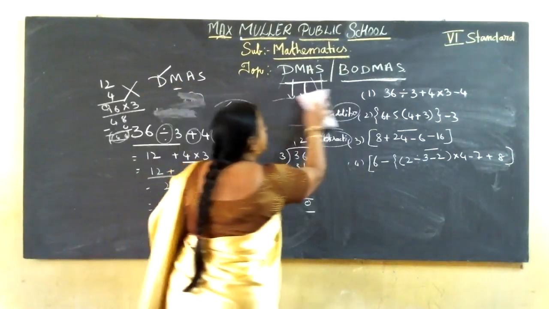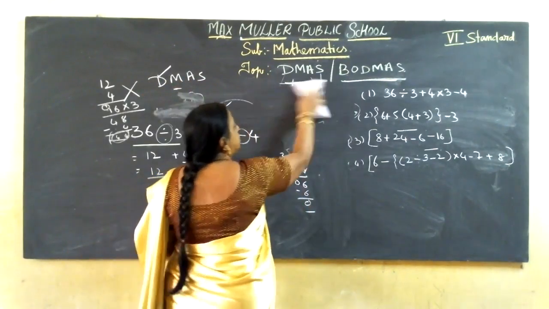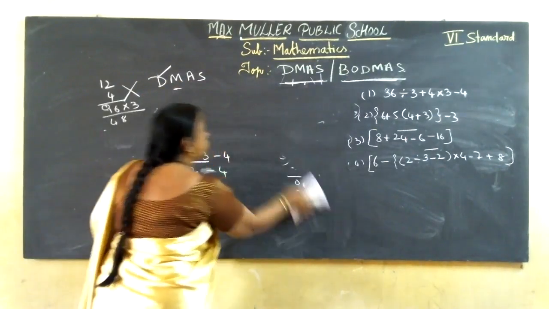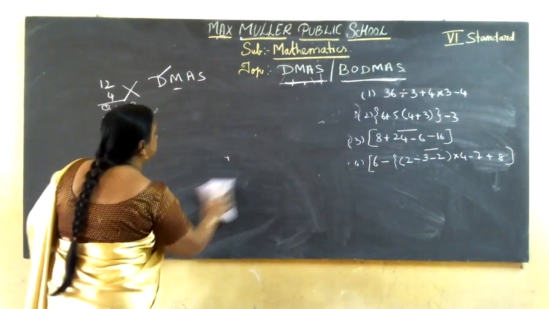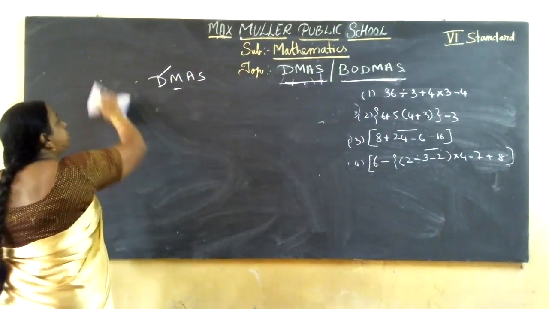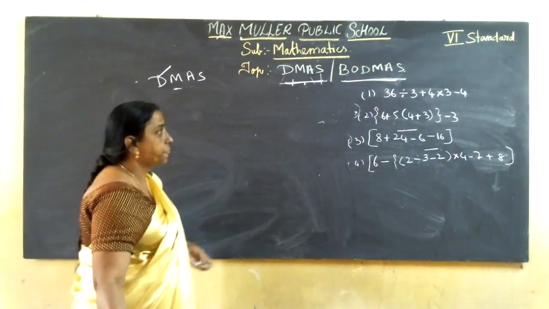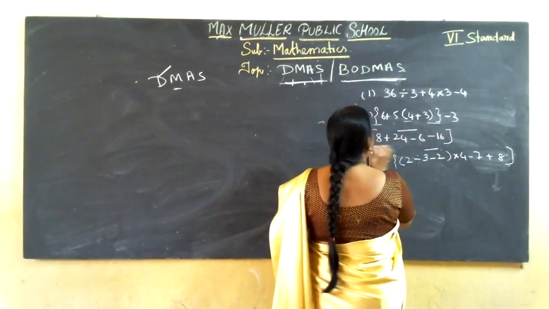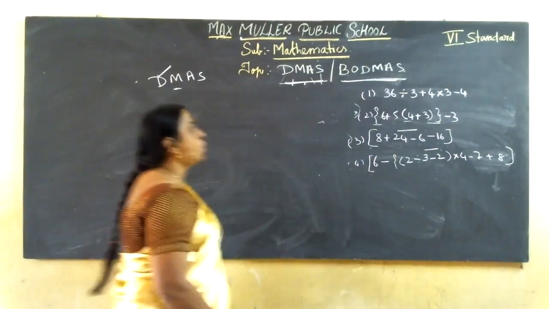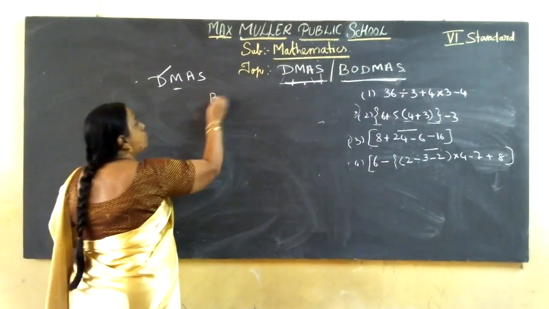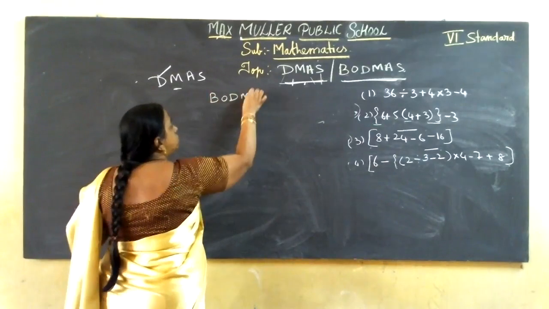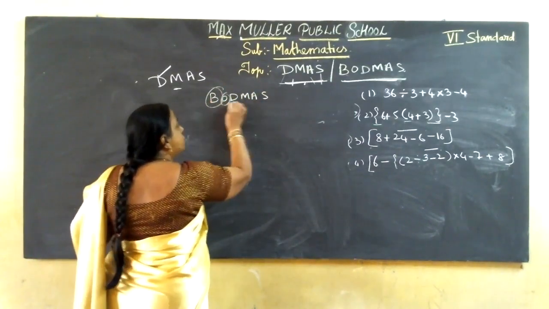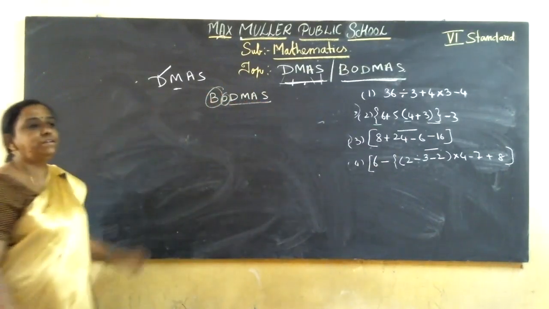When two or more operations occur in the same question, which rule should you follow? BODMAS rules. Sometimes along with the operations you will get brackets also, like this. See here, brackets are there. In that case, you should follow BODMAS rules. First you should solve the bracket, then of, then follow the same DMAS rules.